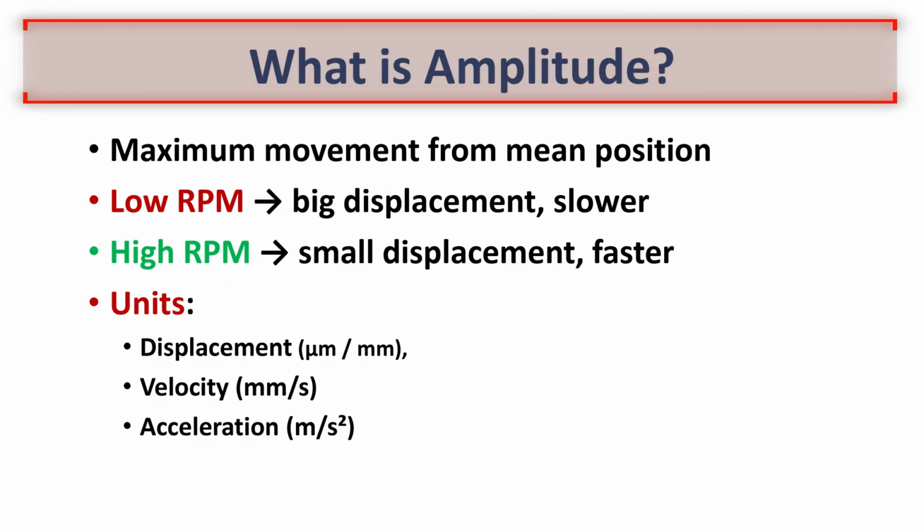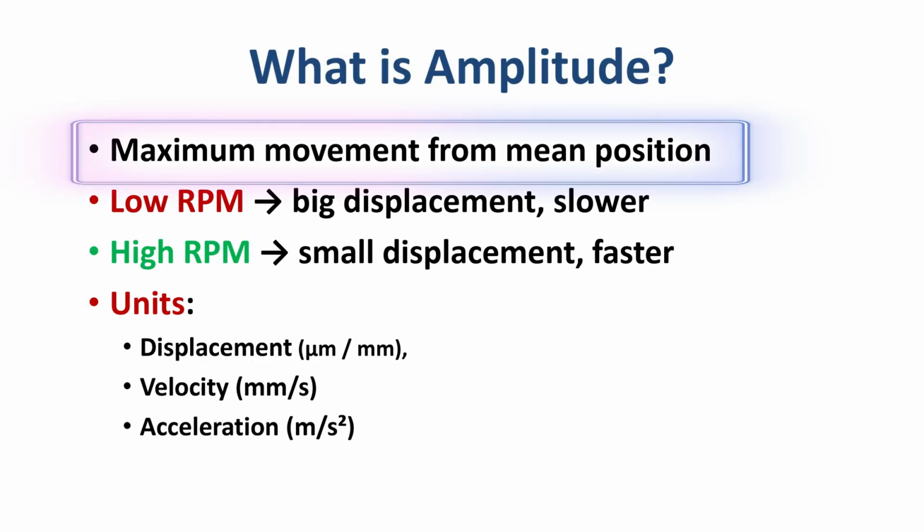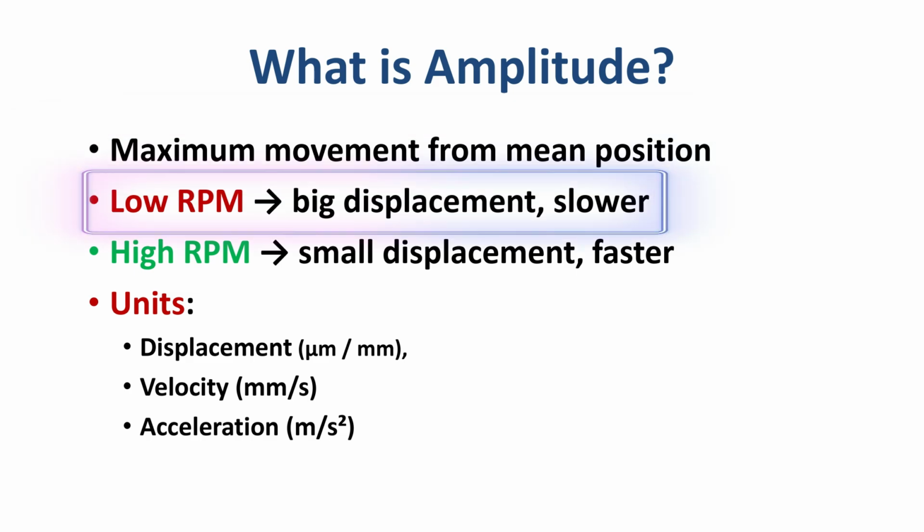Now, next we will be understanding the amplitude. So okay, let's talk about amplitude. What is amplitude? It is how far a machine part moves during the vibration. Let's say in low speed machines, for example 1000 RPM, the vibrations are large in movement. That means you can slightly see the movement of the machine with your eyes, and we can also feel it.